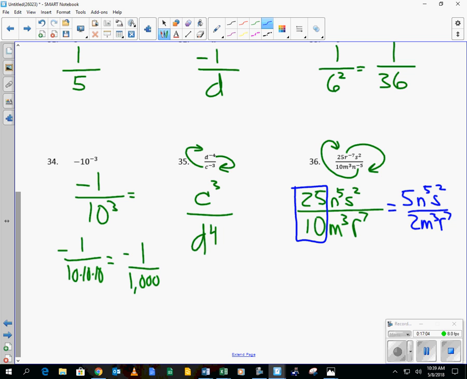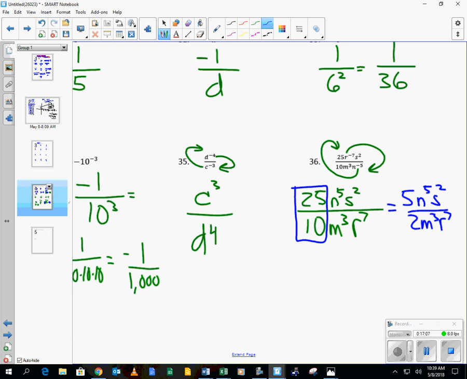There you go. All right, our last section, we move on to this piece.